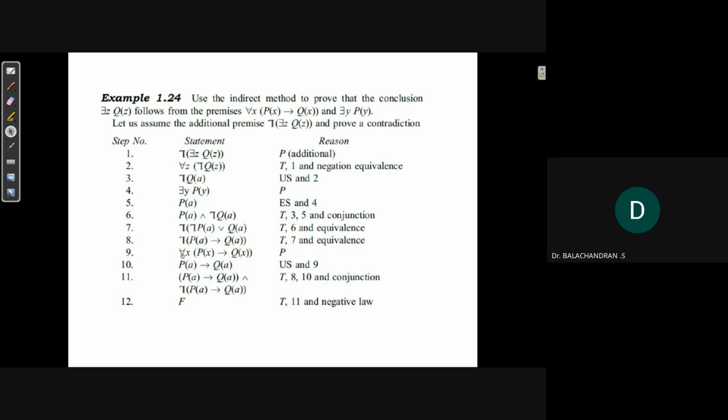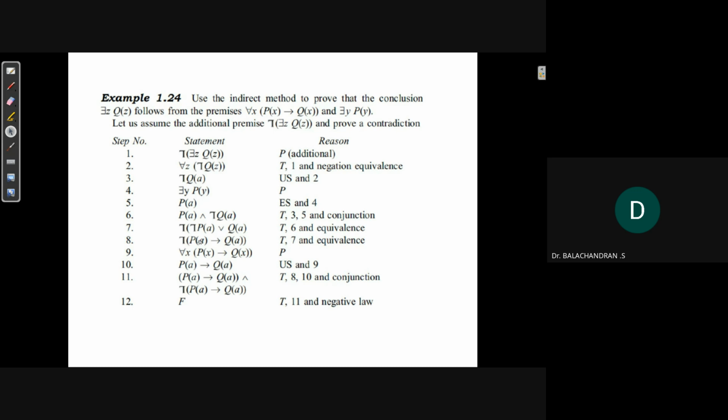Now I am using the given premise: for every x, P of x implies Q of x. Rule P. From 9 to 10, I am using rule US. So it is true for every x, so it is true for a particular a: P of a implies Q of a. Now 11 I'm getting from 10 and 8. This is actually P.